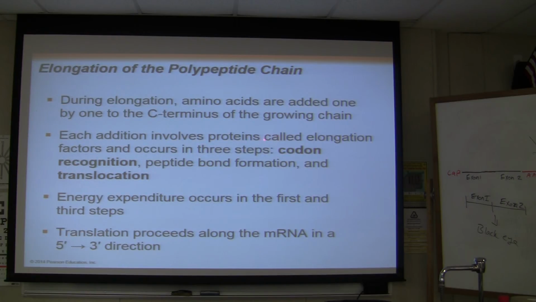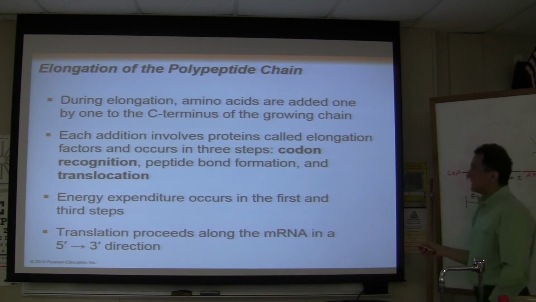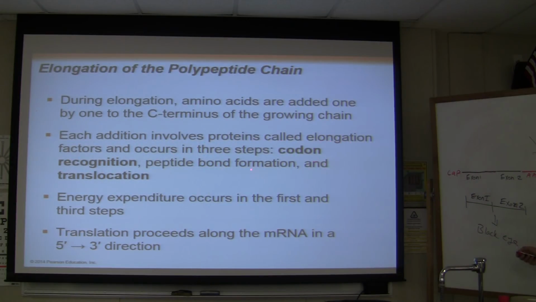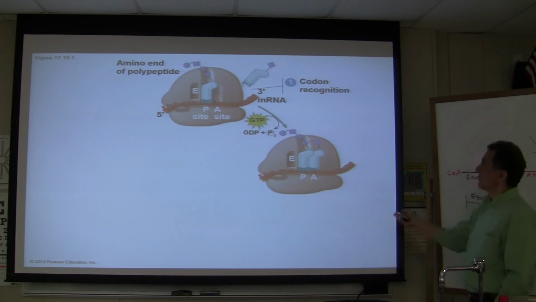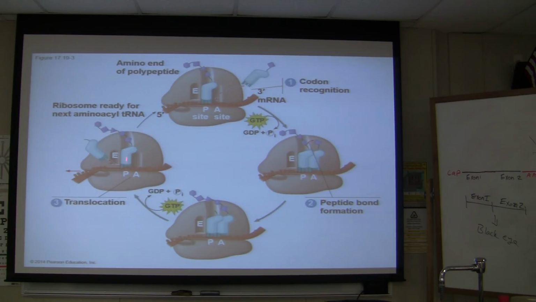Each addition involves proteins called elongation factors and occurs in 3 steps: codon recognition, peptide bond formation, and translocation. Out of these 3 steps, codon recognition and translocation need energy. Energy expenditure occurs in the first and third. Translation proceeds along the mRNA in a 5' to 3' direction. Right here, GTP is needed. That's the first step. The second step does not need GTP, and the third step needs GTP.